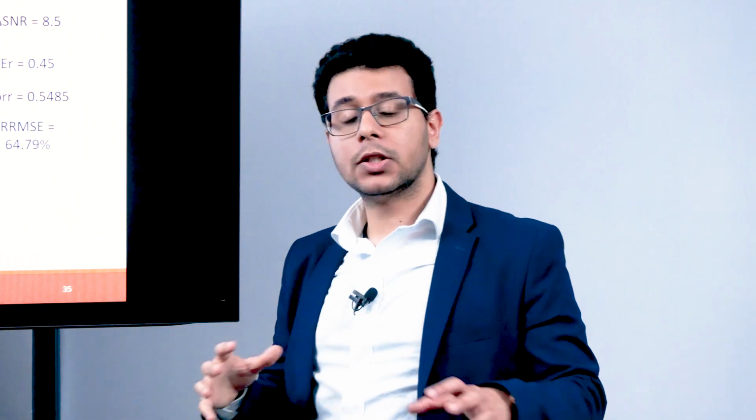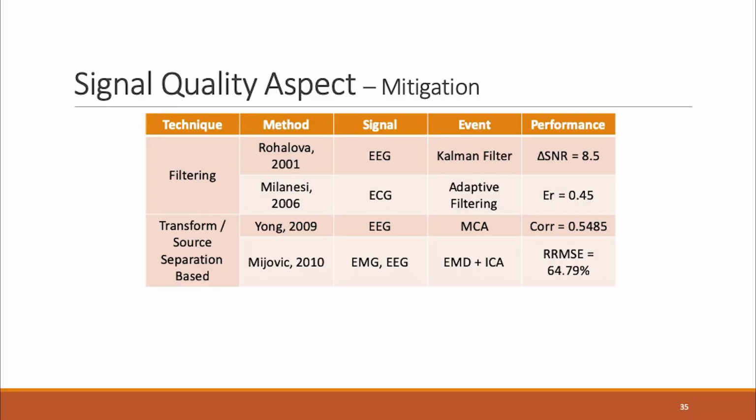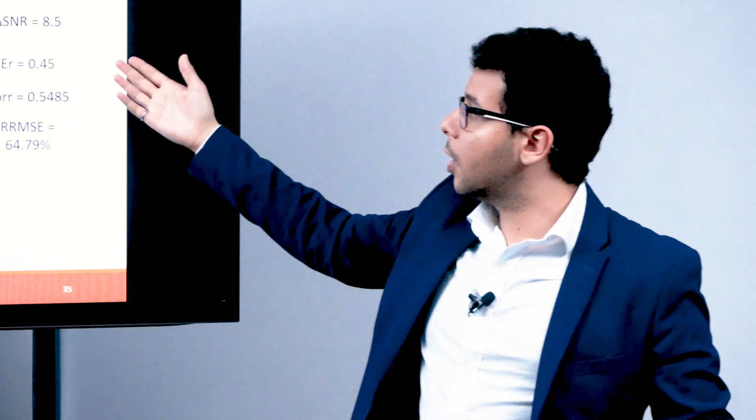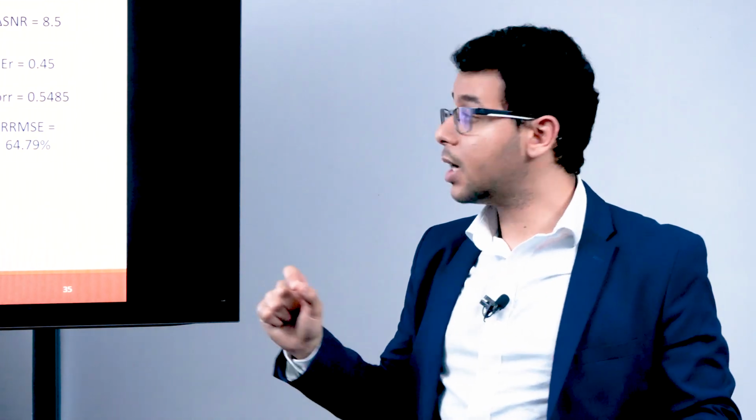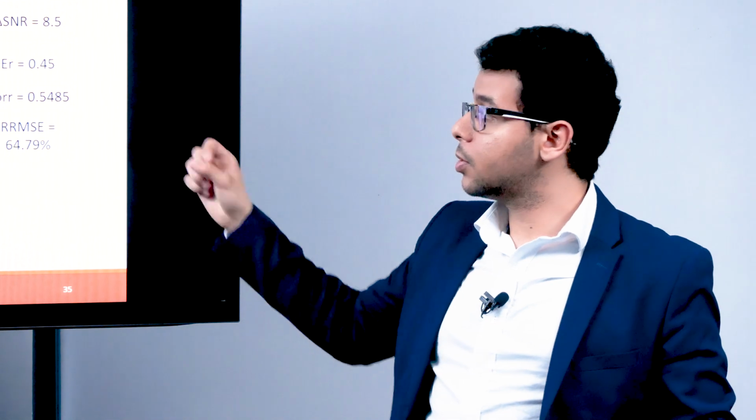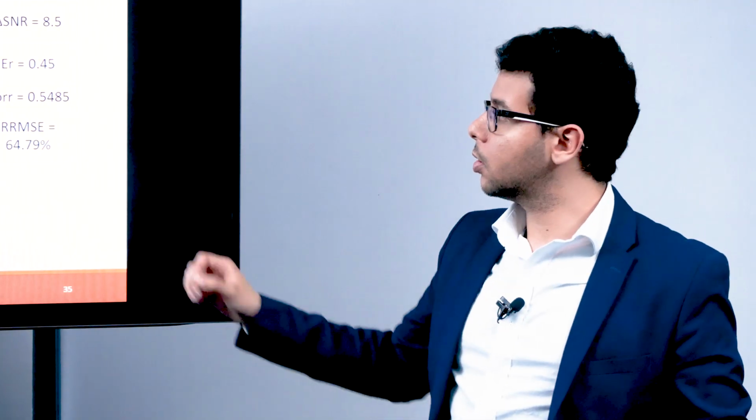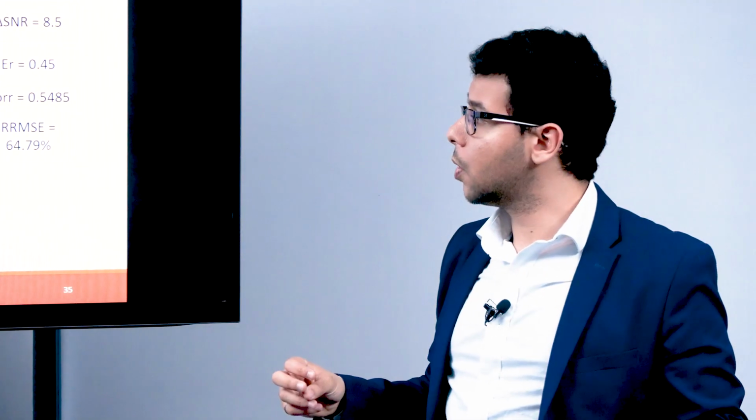So you try to separate the sources of the signal that you have, and then from there, zero out the noise or what you think is noise, and then you would reconstruct it. These are some samples. And again, there's a lot in the literature here, some techniques as examples. The first ones through filtering, they've used Kalman and adaptive filtering. And as an example, Ruhalva was able to achieve a delta SNR, which means an improvement in the SNR, that's around 8.5. Milanesi was able to achieve an error between the post-filtering and pre-noise signal of 0.45, so quite low error.